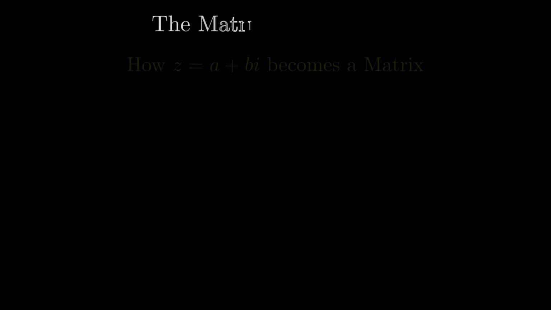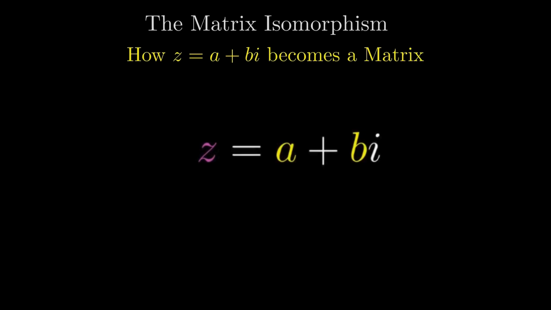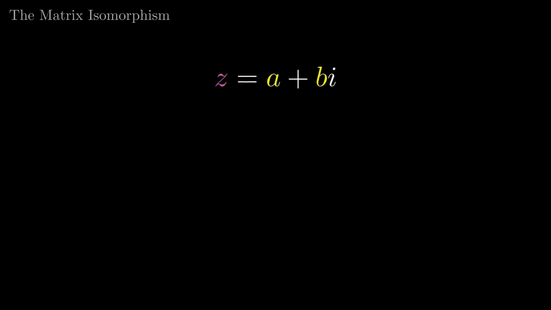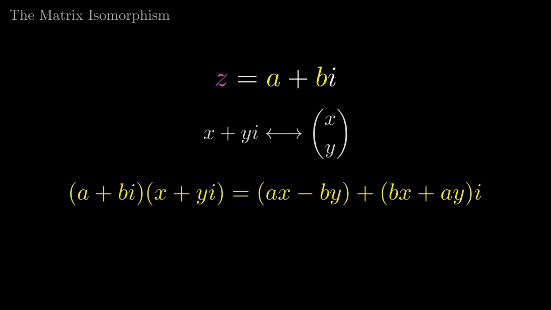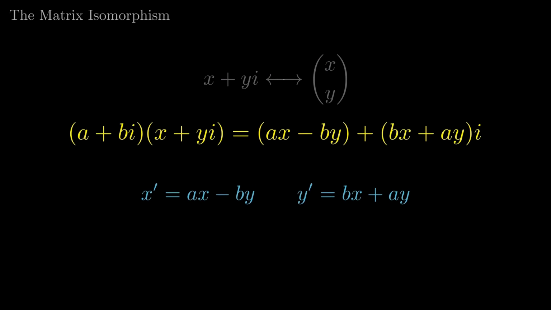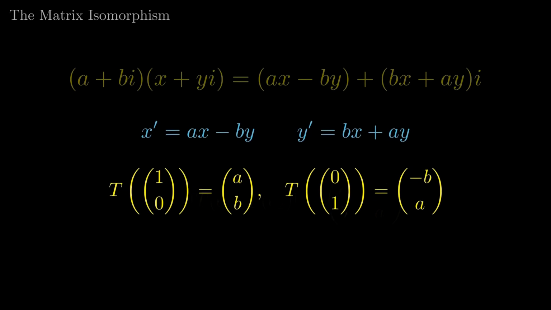Let's build the bridge from complex numbers to matrices. Start with a complex number, z equals a plus bi. Now take any point on the complex plane, x plus yi, and rewrite it as a vector, (x, y). What happens when we multiply? (a + bi) times (x + yi): expand it, then group the real and imaginary parts. You get x prime equals ax minus by, and y prime equals bx plus ay.